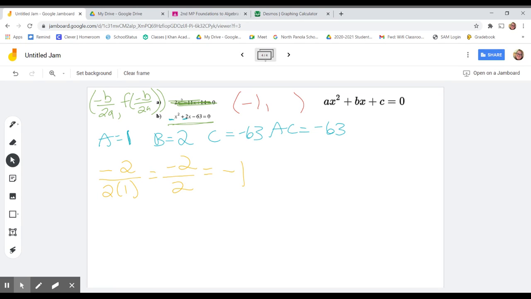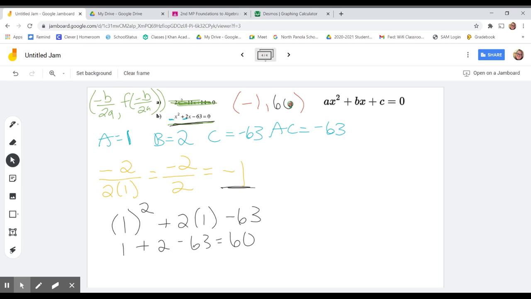All right, what do we do next? Right, we're going to plug this negative 1 into this equation. Everywhere we have an x, we're going to put a negative 1, so negative 1 squared plus 2 times negative 1 minus 63. We can use the Desmos calculator. 1 squared is just 1, plus 2 times negative 1 is negative 2, minus 63. Type that into Desmos, or do 1 minus 2 is negative 1, negative 1 minus 63 is negative 64. So my answer is going to be negative 64.